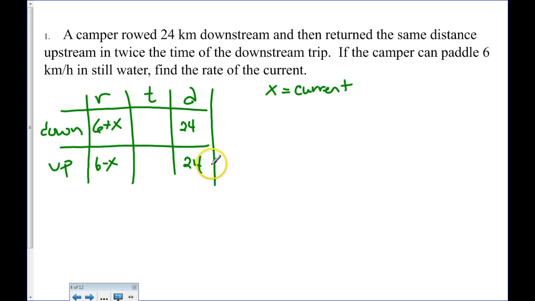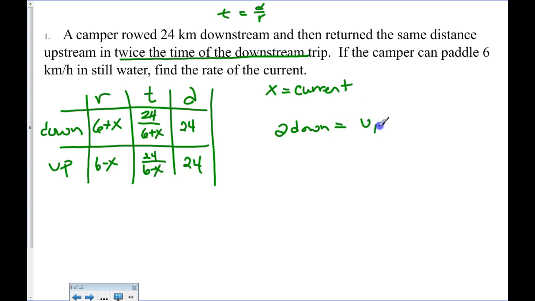Okay? So now we can find our time by taking the distance divided by the rate, because we know that time equals d over r. Okay, the next thing that we really need to look at on this is it says return the same distance in twice the time of the downstream trip. So basically, they are saying it's 2 times downstream equals upstream, correct?